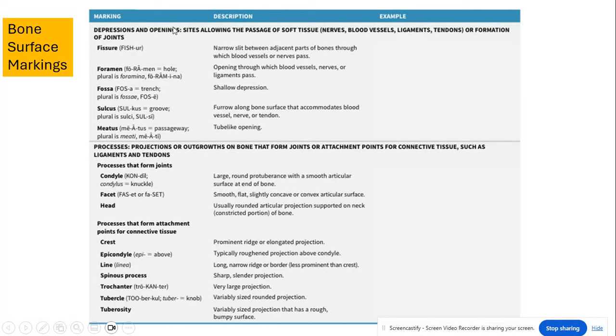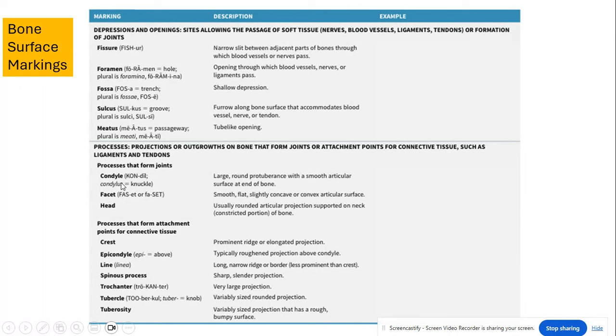So, what is a fissure? A narrow slit between adjacent parts of bone through which blood vessels and nerves pass, right? We have a foramen. Foramen is nothing but a hole, and the plural is foramina. It's an opening through which blood vessels, nerves, or ligaments pass. A fossa is a shallow depression, like a trench, okay? Sulcus is a groove, plural sulci, a furrow along the bone surface that accommodates a blood vessel, nerve, or tendon. Meatus, a passageway, a tube-like opening, right? Processes are projections or outgrowths on bone that form joints or attachment points for connective tissue, such as ligaments and tendons, okay?